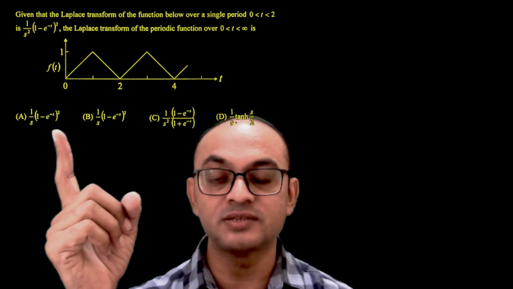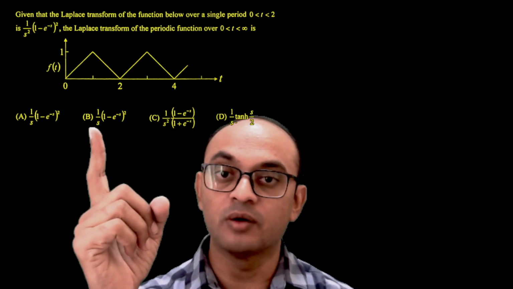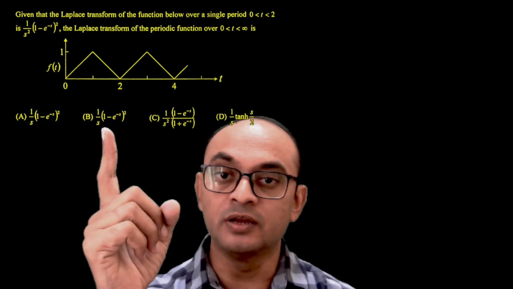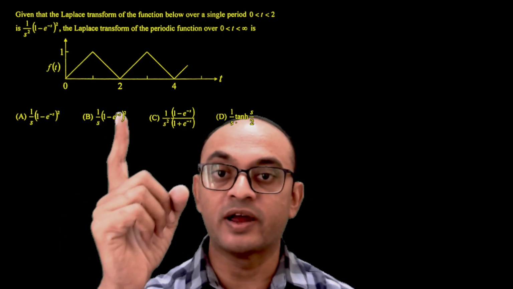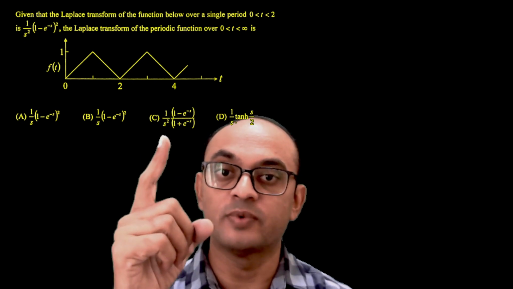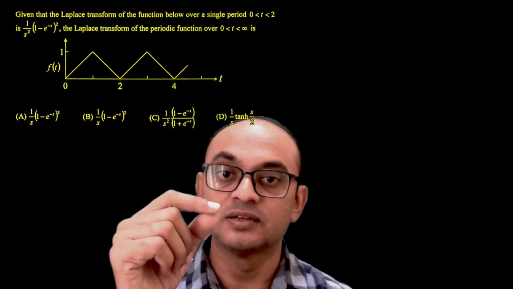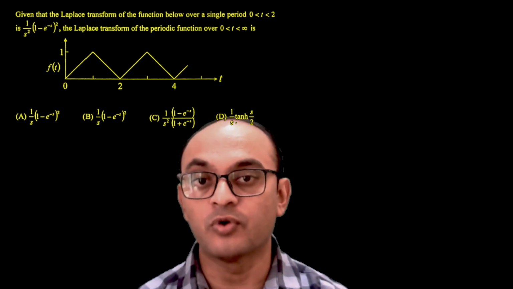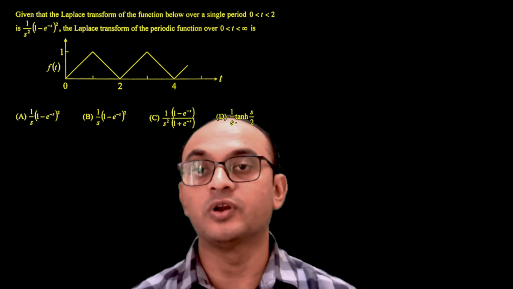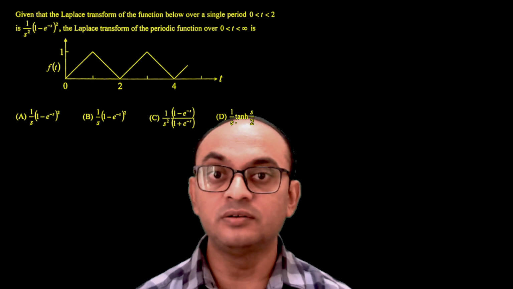Option A is 1/s times (1 − e^(−s))², then 1/s times (1 − e^(−2s))², then 1/s² times (1 − e^(−s))/(1 + e^(−s)), and the last is 1/s times tanh(s/2). So what is the importance in this question?